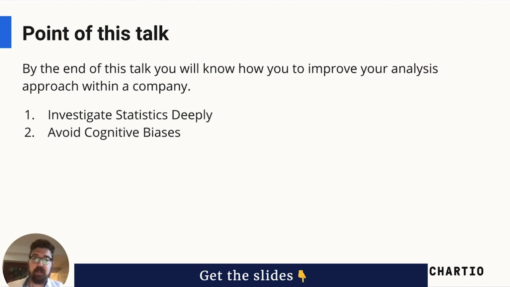So the point of this talk is really just to give you a couple different ideas about how to better analyze data within your company. The main two ideas here are to investigate statistics deeply, so not just stopping at the first statistic that you see. And second is about how to avoid or at least help compensate for some of the cognitive biases that routinely make people's analysis not very compelling.